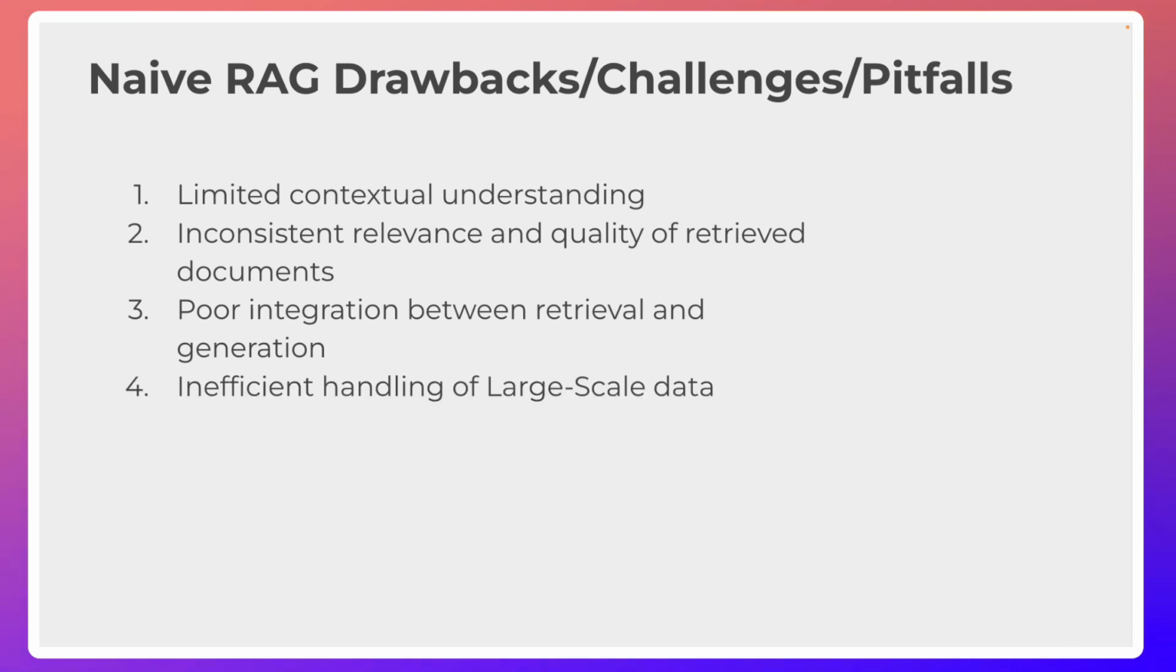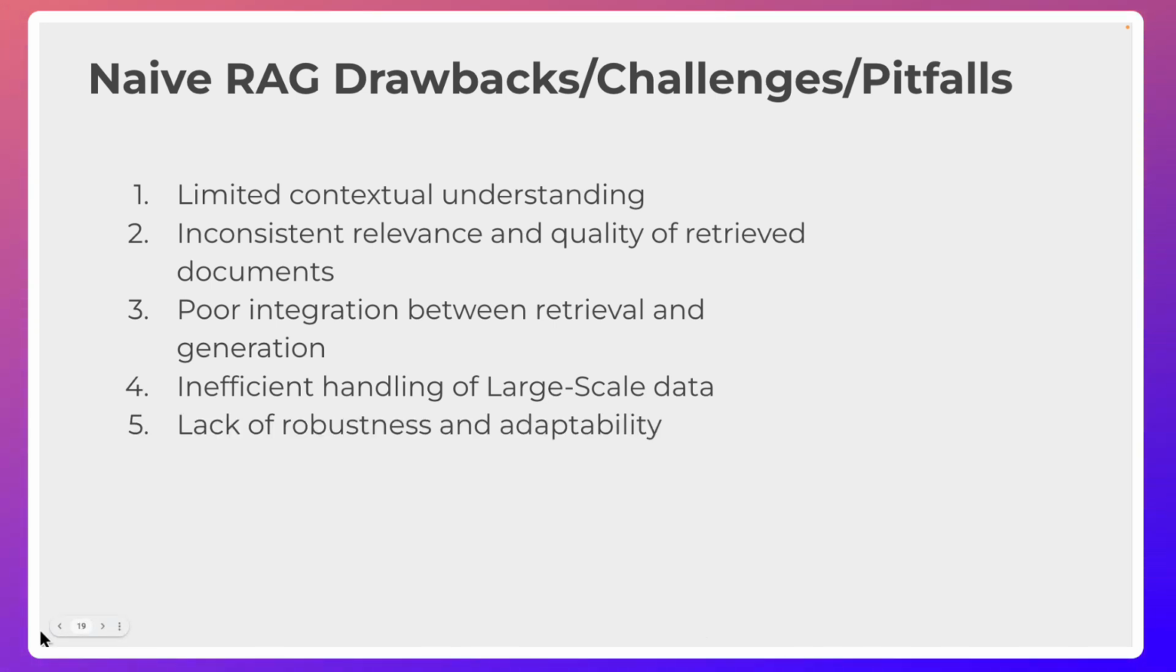Also, we have inefficient handling of large-scale data. Naive RAG systems may struggle with scaling to large datasets because of inefficient retrieval mechanisms, which leads to slower response times and decreased performance. For example, in a large knowledge base, a naive retriever might take too long to find relevant documents or even miss critical information due to inadequate indexing and search strategies.